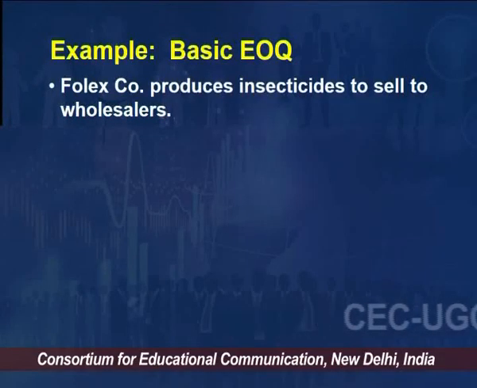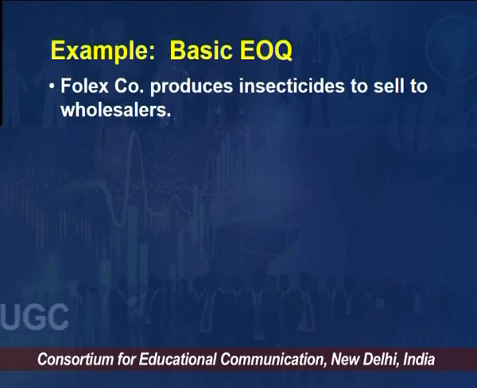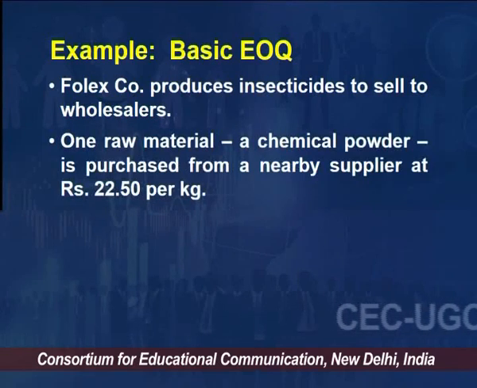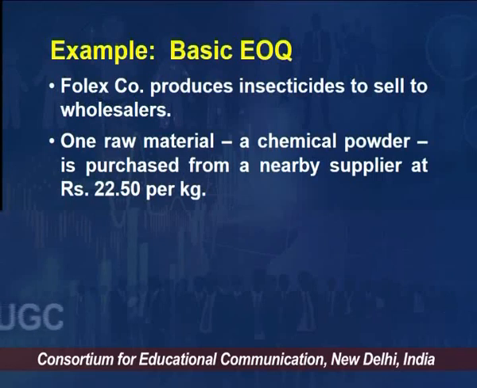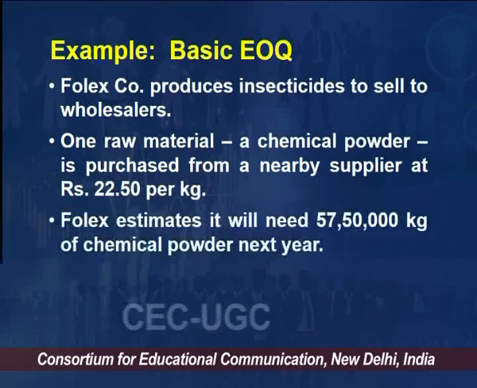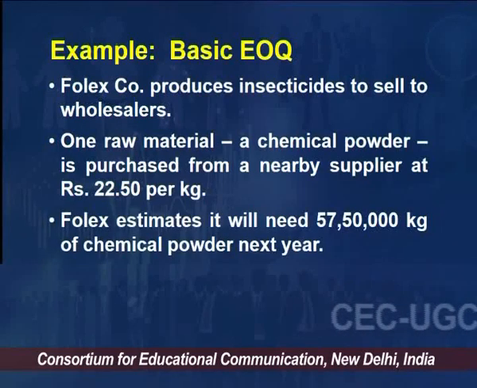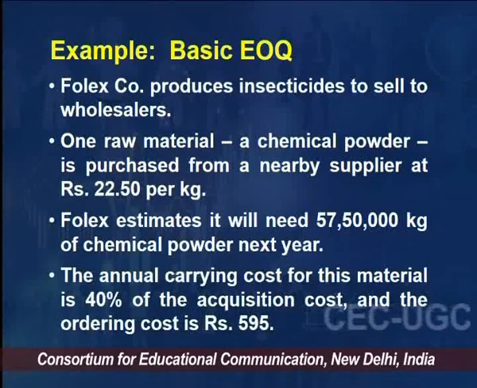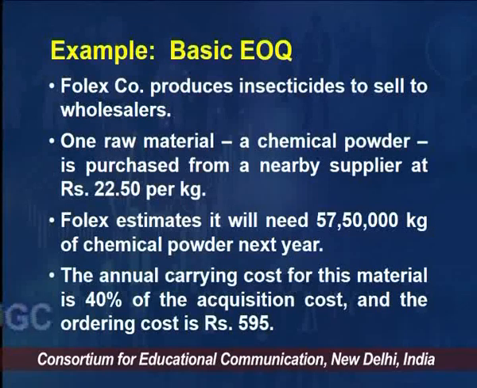Let us understand this EOQ model further with the help of a small numerical problem. Folex company produces insecticides to sell to wholesalers. One raw material, a chemical powder, is purchased from a nearby supplier at 22.50 rupees per kg. Folex estimates that it will need 57,50,000 kgs of chemical powder next year. The annual carrying cost for this material is 40% of the acquisition cost, and the ordering cost is ₹595.